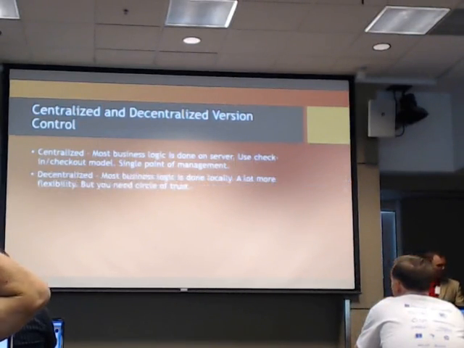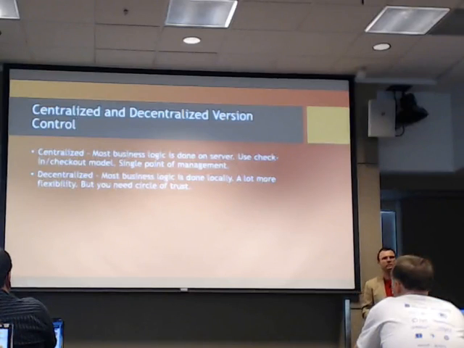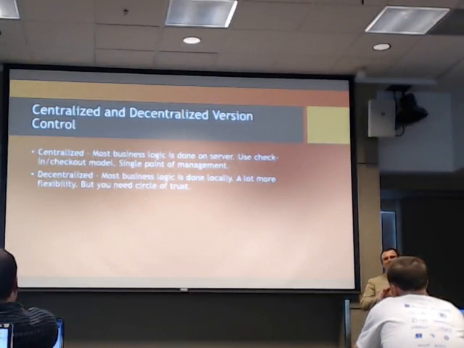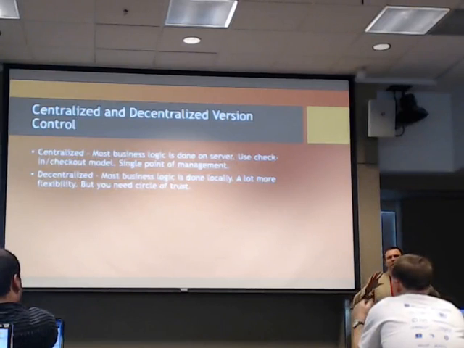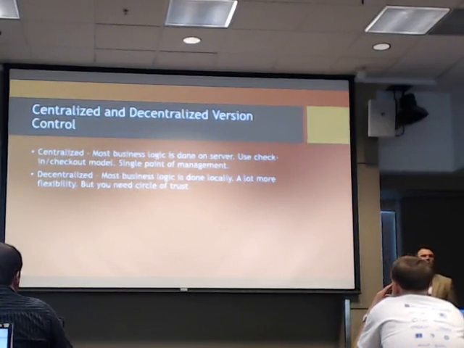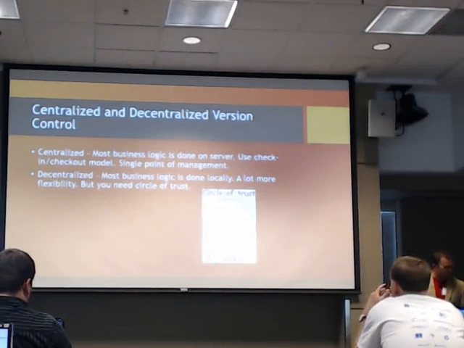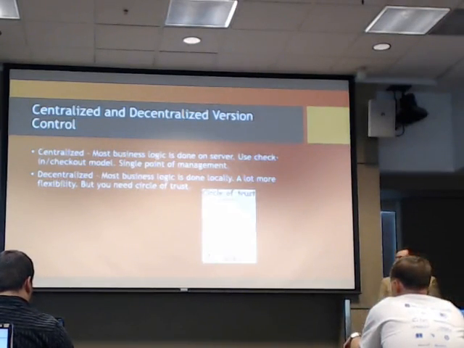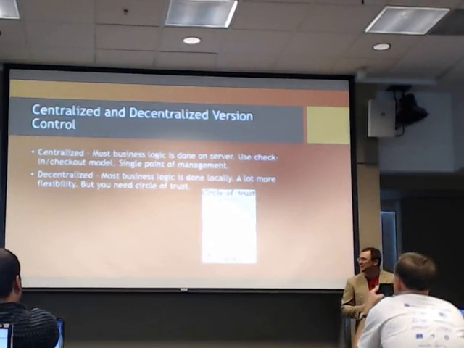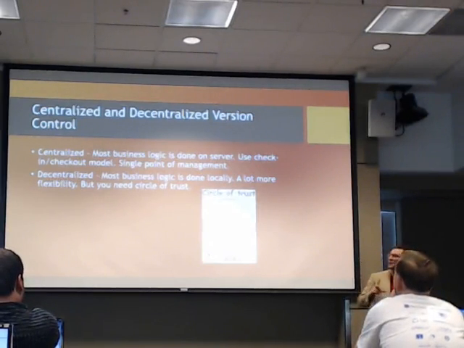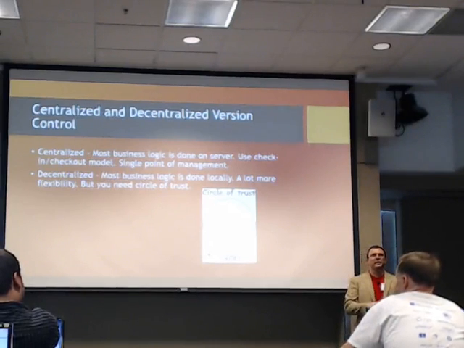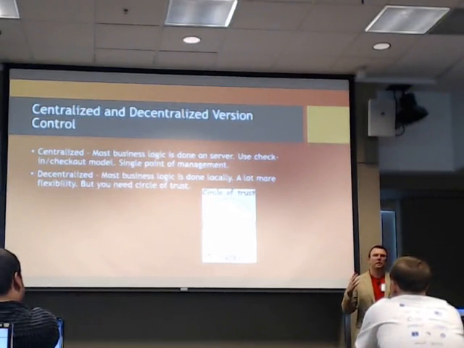Then along came this idea of decentralized source control, which shifts all the logic of check in, check out, what's what, where, to the client side, which offers a lot of great performance. But there's a problem with that, right? As you grow as a team, you have to really understand what everyone's doing. There has to be a circle of trust.